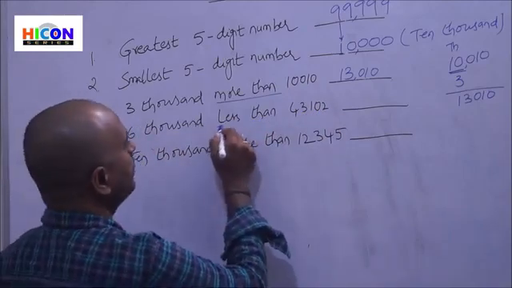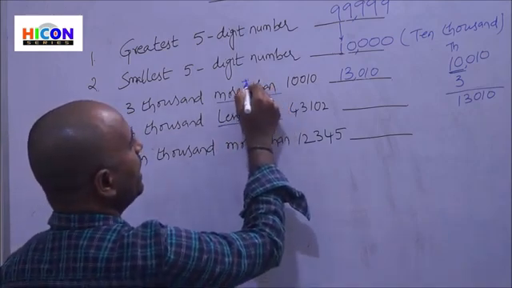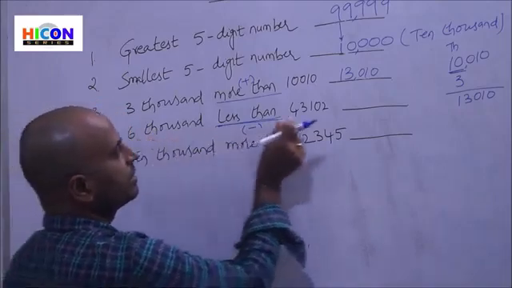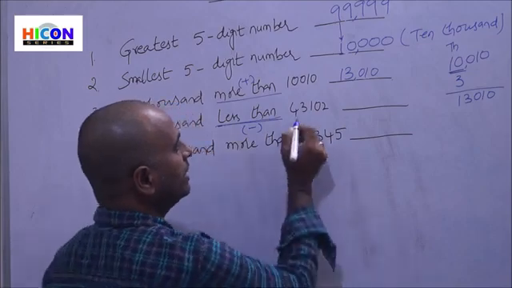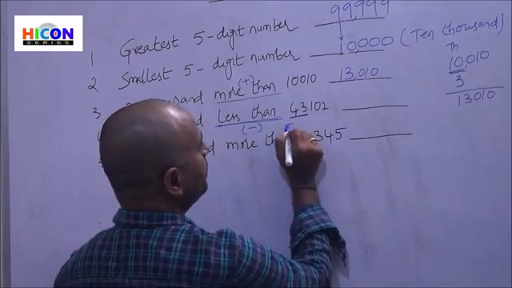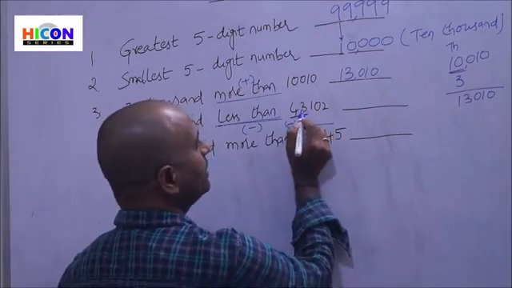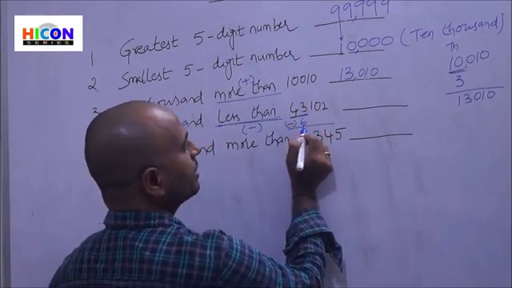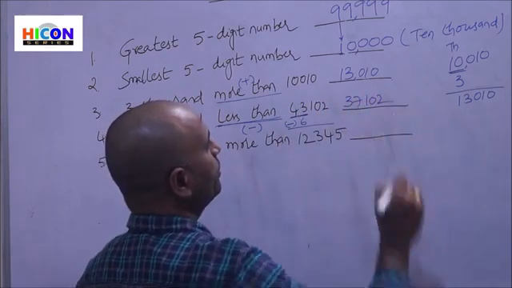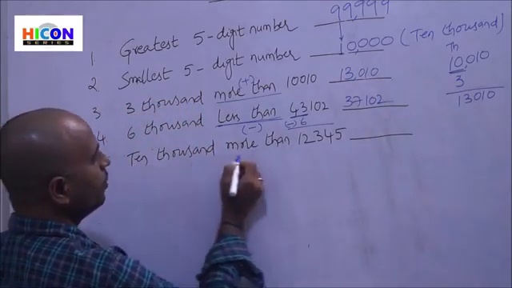Next, the fourth blank: 6,000 less than 43,102. Less than means we have to subtract. More than means add, and less than means subtract. In this number there are 43 thousands, so we just subtract 6,000. 43 minus 6 gives 37, so 37,102 is the answer.